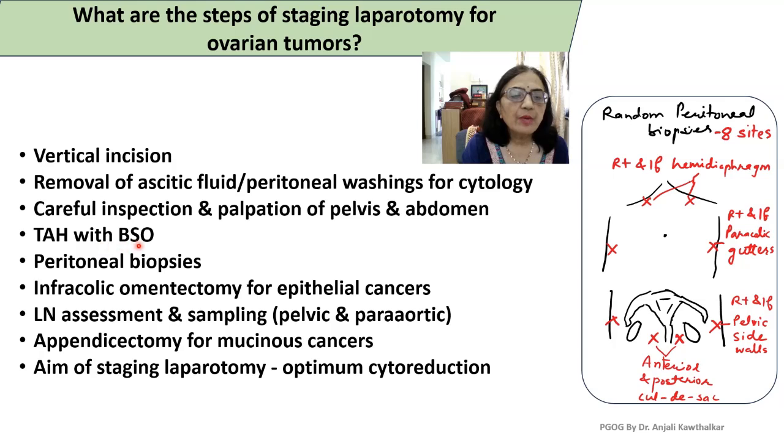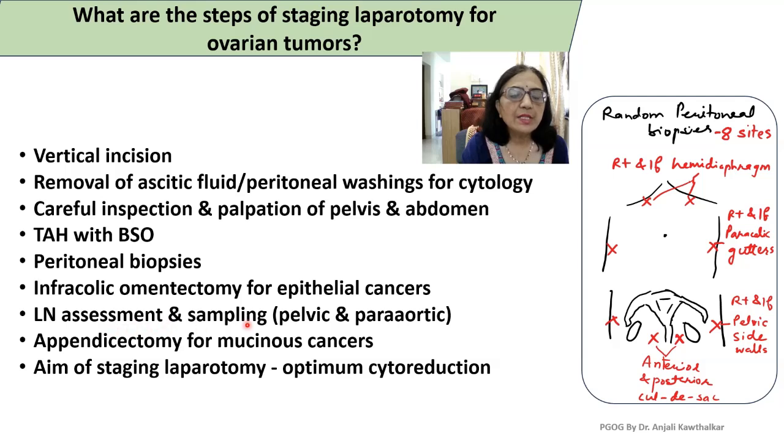Total abdominal hysterectomy with bilateral salpingo-oophorectomy is done. Peritoneal biopsies are taken from 8 sites: anterior and posterior fornix, both pelvic side walls, both paracolic gutters, and right and left hemidiaphragm. This is for microscopic peritoneal metastasis, whenever gross disease is not seen over the pelvic or abdominal peritoneum.